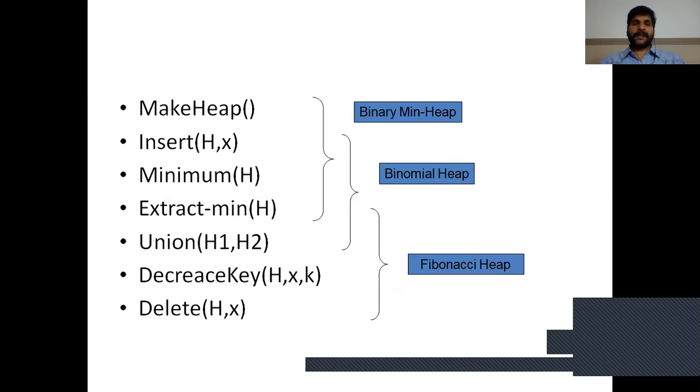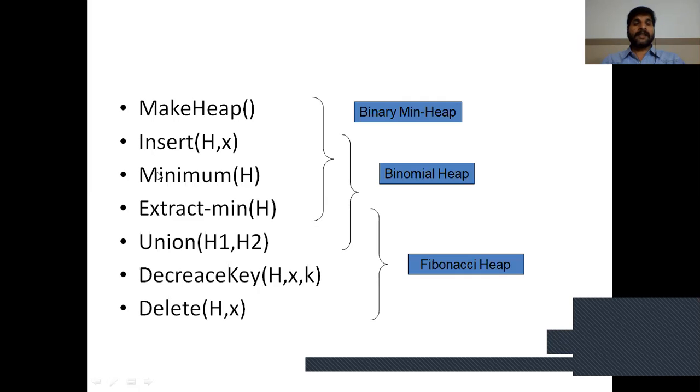Now the main operations applied on binary min heap, binomial heap and Fibonacci heap. Make heap is a function of binary min heap. Insert H, X is a function of binary min heap. Minimum H is a function of binary heap. Extract minimum H is a function of binary min heap.